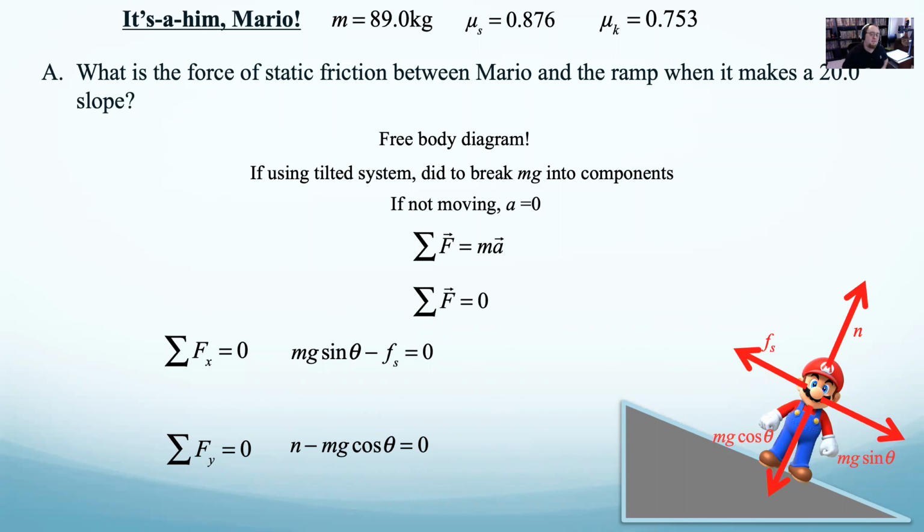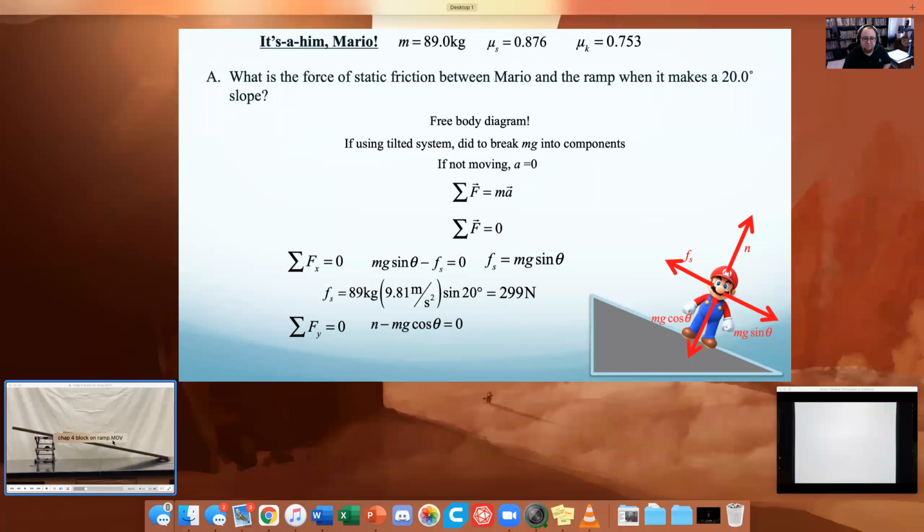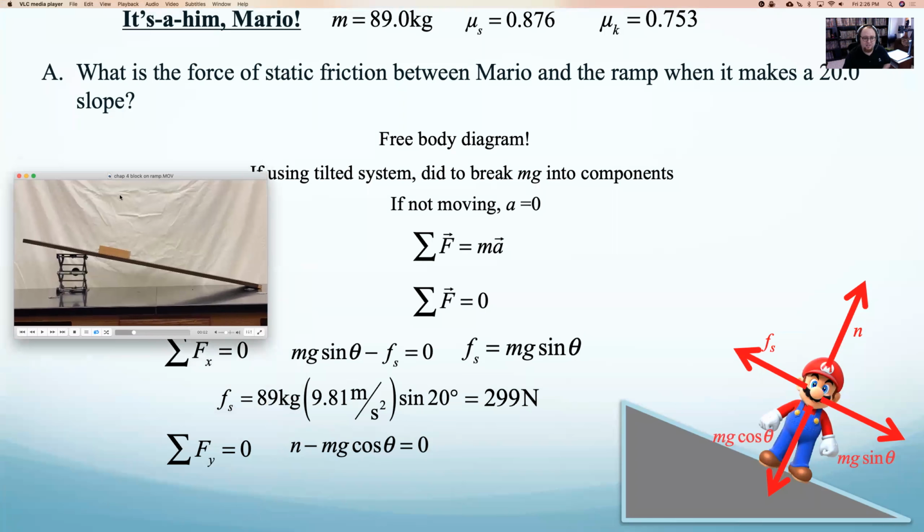We said, what is the force of static friction? Now, we don't know if he's at a max value. Static friction can be whatever it wants to be. So I'll just take my X equation and solve it, and say the force of static friction is just mg sine theta. That's the force of static friction. I'm not going to solve my Y equation because I don't happen to need it here. That's part A, when he's just stationary.